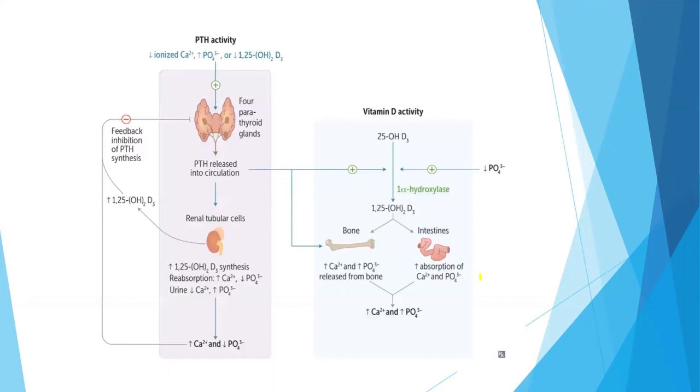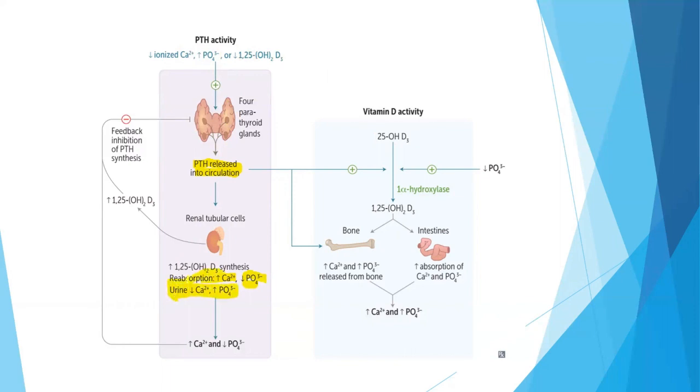Now let's talk something about the PTH. So the PTH activities, whenever there is decreased ionized calcium or increased phosphate or decreased 1,25 vitamin D3, then there is the stimulation of the parathyroid gland, and then the PTH is released into the circulation. Now this acts on the renal tubular cells, which increases the vitamin D synthesis. There is increase in the reabsorption of calcium, and there is decrease in the reabsorption of the phosphate. So the urine calcium will decrease and the urine phosphate will increase.